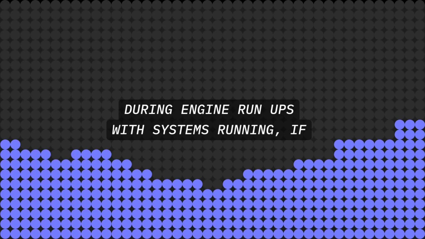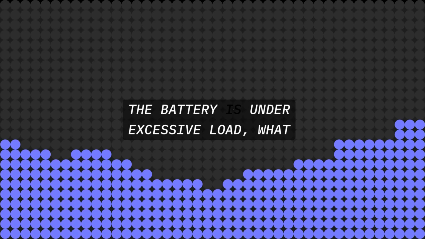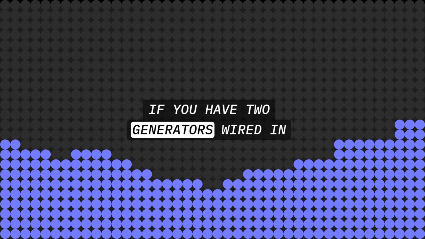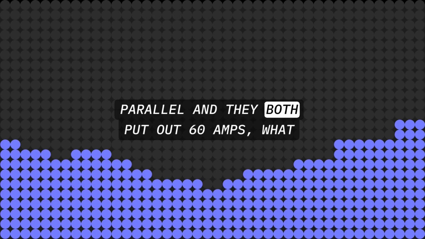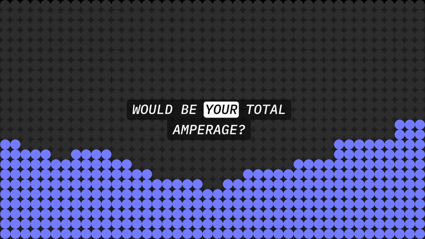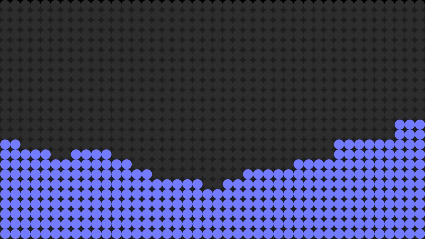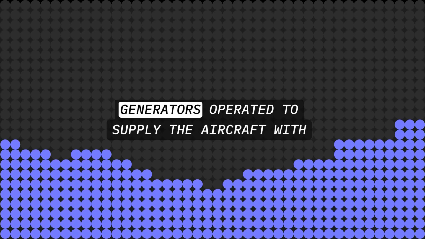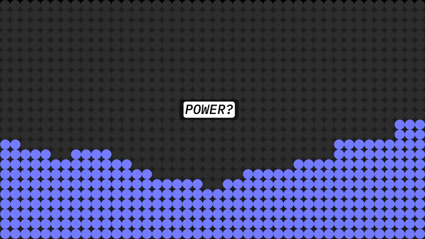During engine run-ups, with systems running, if the battery is under excessive load, what should be done? Turn off systems. If you have two generators wired in parallel and they both put out 60 amps, what would be your total amperage? 120 amps.